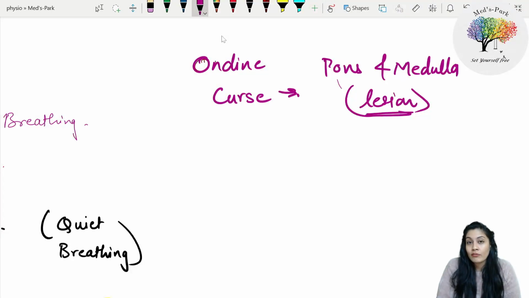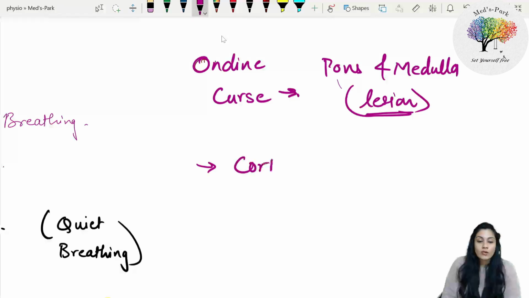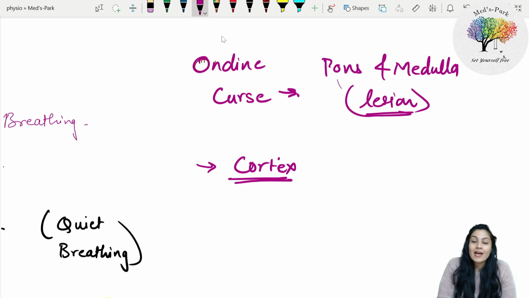The only way to respire, inspire and expire, is the cortex via the cortical centers, right? So the cortex is the only way, but the patient has to control his respiration voluntarily all the time. What is the problem? The problem is, as soon as the patient goes to sleep, there is no voluntary control possible during the sleep. So he will land up in apnea.